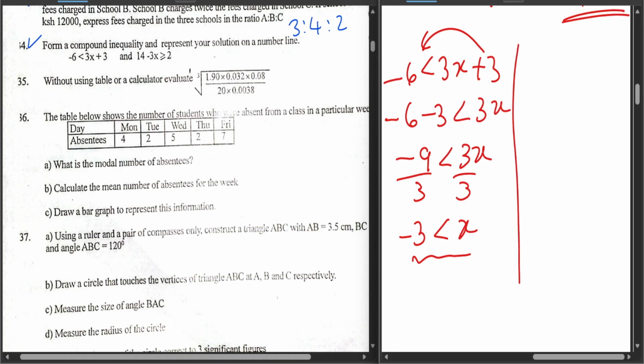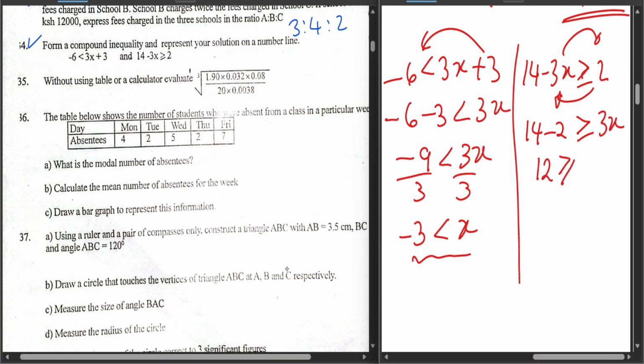That is the first one. The second one, obviously, 14 minus 3x greater or equal to 2. So put the -3x to the other side so that the 3x becomes positive, and the other side becomes -2. So 14 minus 2 is greater or equal to positive 3x. This will give you 12 greater or equal to 3x. And divide by 3, divide by 3, x.